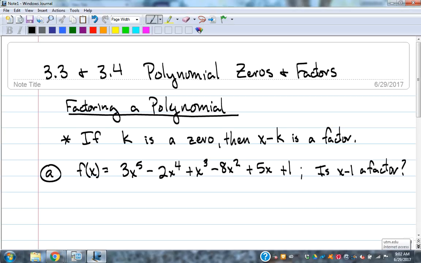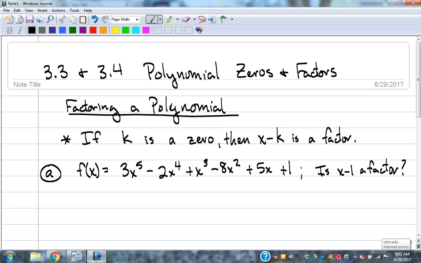All right, so first thing we're going to talk about is factoring a polynomial, and we're going to start where we left off on Tuesday with testing whether something is a factor or a zero of the polynomial, and then build on that. So remember that if k is a zero of a polynomial, and k just means a number, then x minus k is the factor that goes with it. Okay, so that's what we're building this premise off of. That's the factor and remainder theorem.